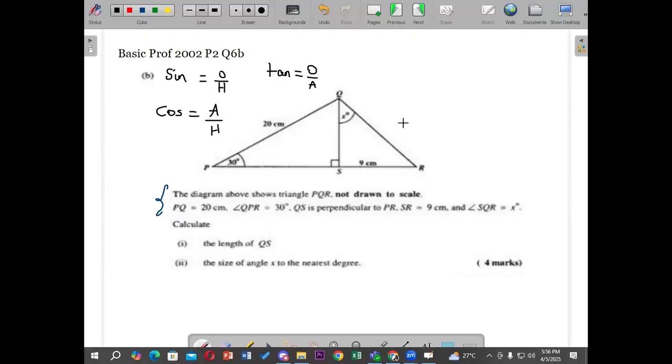All right, so here we go. So this question now, right? To get the length of QS, we're going to pay attention to the information given in the triangle. In our diagram, we could look at the right angle triangle that's forming PQS.